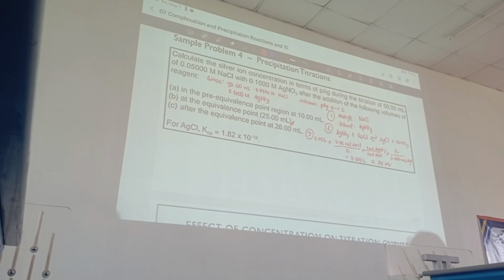Oh, ibutang mo siya. Pwede naman ako ihanap yung equivalence point. Kung ingon ako at equivalence point, you need to find the volume of the equivalence point. Okay, let's start with letter A. 3 equivalence point region at 10 ml. So, yung ginabuhat galing sa strong acid, strong base. Ano siya notes?